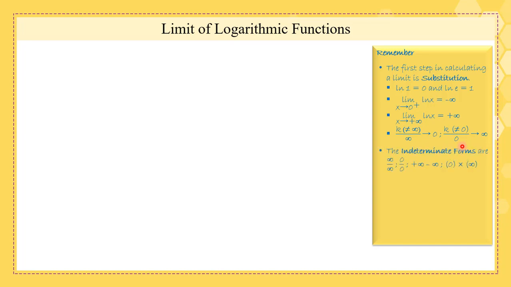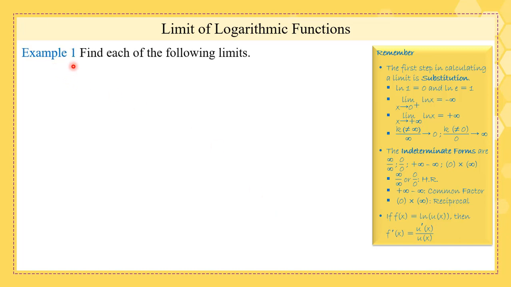The indeterminate forms are infinity over infinity, 0 over 0, plus infinity minus infinity, and 0 times infinity. Infinity over infinity and 0 over 0 we deal with using L'Hopital's rule. Plus infinity minus infinity, we take a common factor, and 0 times infinity, we apply the reciprocal method. And if f of x is ln u of x, then f prime of x is u prime of x over u of x.